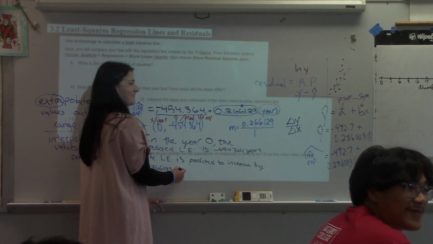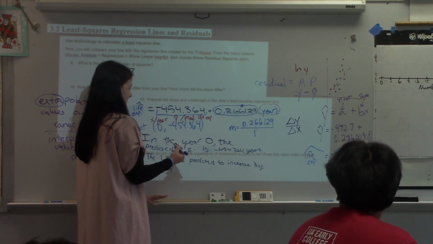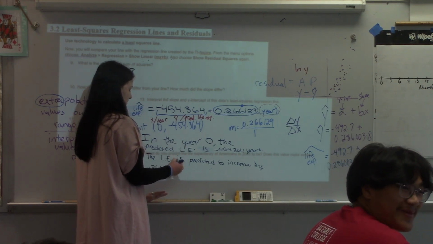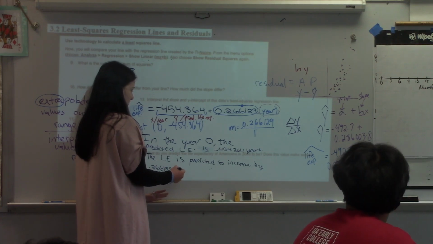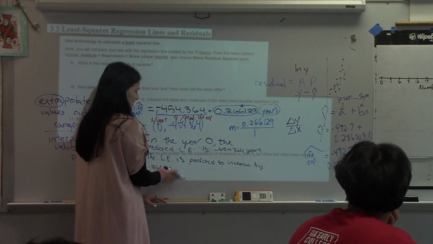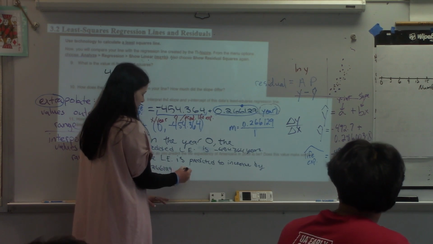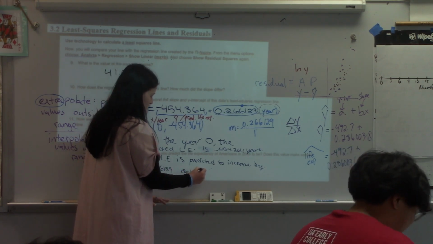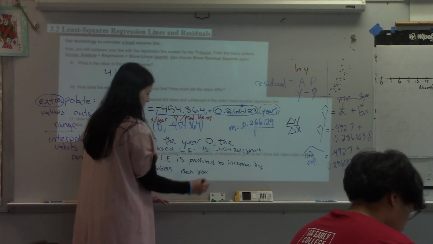I'm trying to figure out how this works, that's not the actual life expectancy, that's just what is predicted. Wait, can people live negative 454 years? Have you met anyone who lives less than 0 years? Okay, so that's impossible. That's what we were saying.